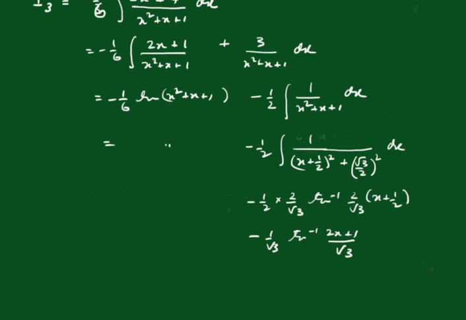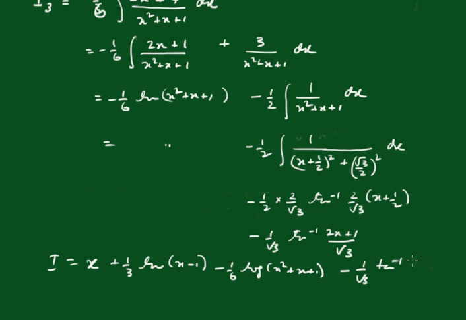So we're almost there. So we go back to the beginning. We had an x. We had plus 1/3, remember, the log of x minus 1. Here's our minus a 6th the log of x squared plus x plus 1, minus 1 on root 3 tan to the minus 1 of (2x plus 1) all on root 3.